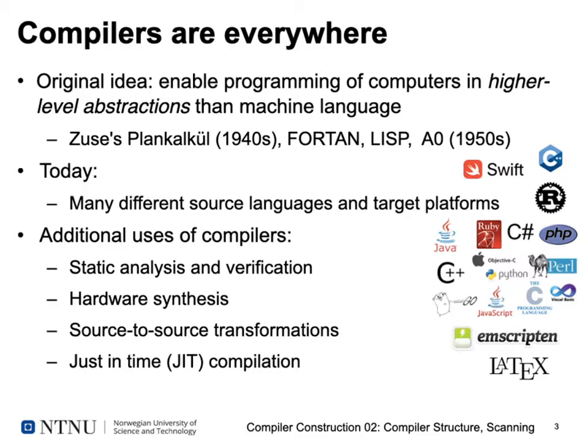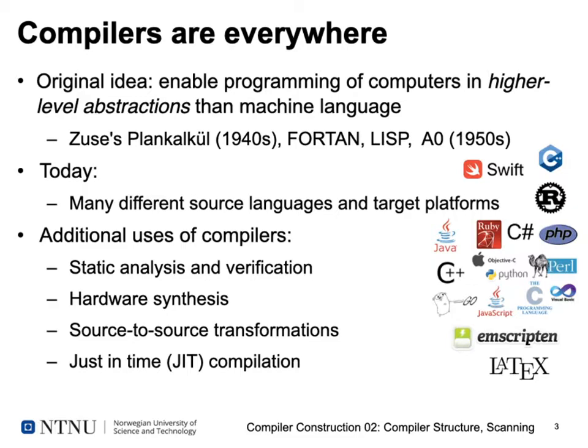But there were other early programming languages for primitive early computers like Fortran, Lisp, and a language called A0, and those were already invented in the 1950s. Now today the situation has changed quite a bit. You have very many different source languages, and very many different target platforms. As you see on the right hand side, there's just a short list, an excerpt, of the languages that are available and in use today to create software for computers.